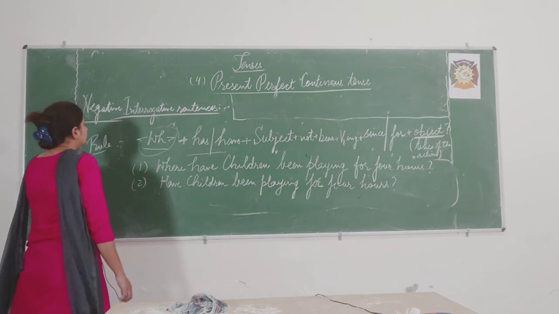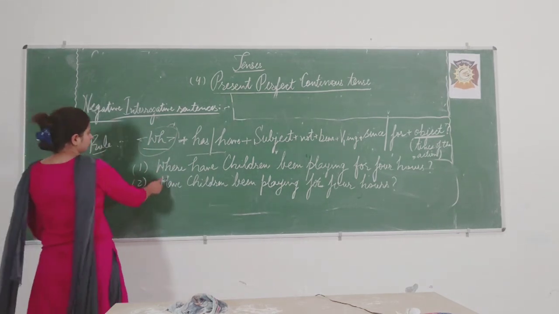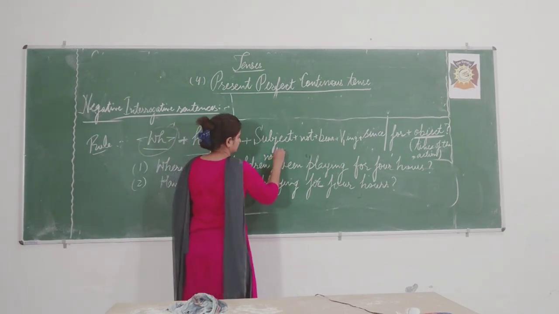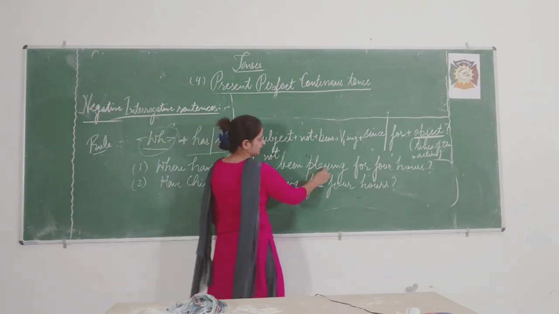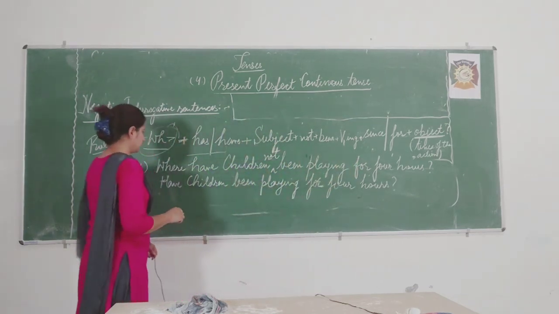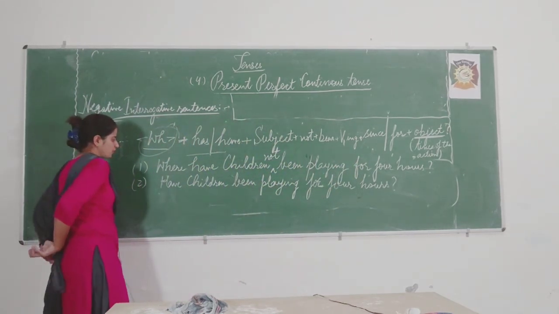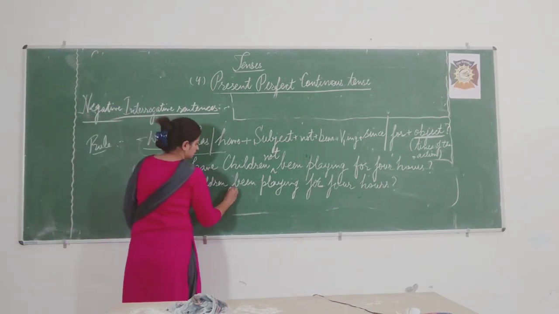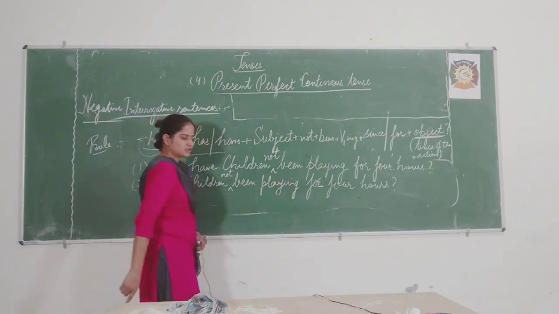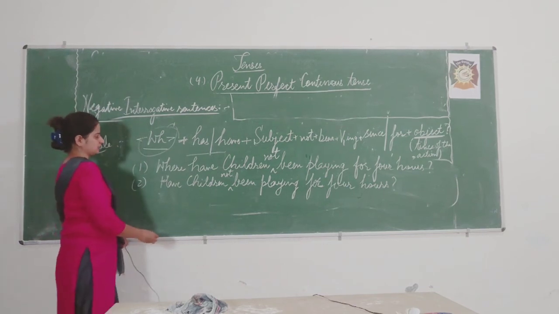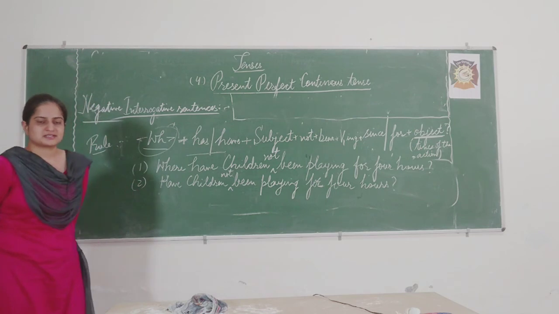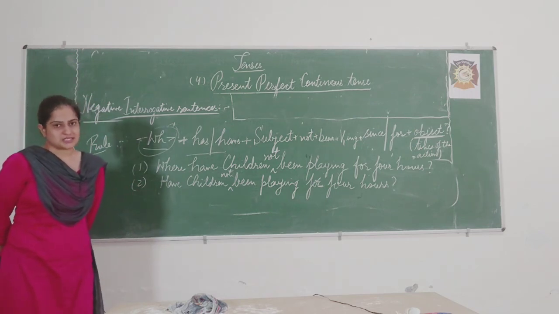So how can we write this sentence? Where have children not been playing for 4 hours. And how will the second sentence get transformed? Have children not been playing for 4 hours. So keep this in mind: where do we have to place not in such kind of sentences, that is negative interrogative sentences.